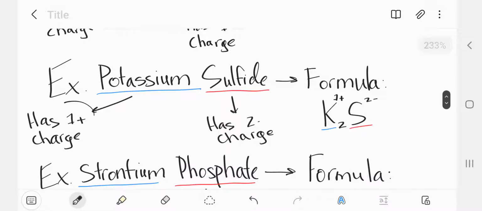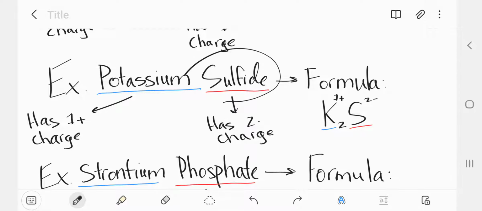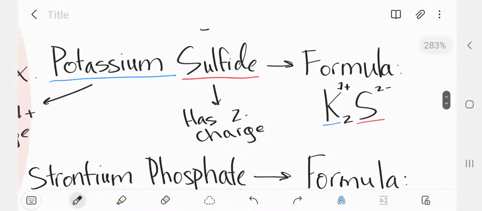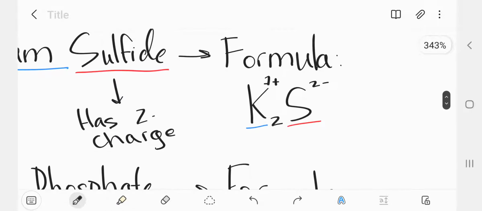If you look here, this +1 and this -2 don't cancel out, right? So we're going to need to balance this in order to make these two cancel out. In other words, how many of these potassium atoms do we need so that they can cancel out with one of these sulfide ions? This has a -2 charge, and this has a +1. So you're just going to need 2 potassium atoms. That's why I put K2S.